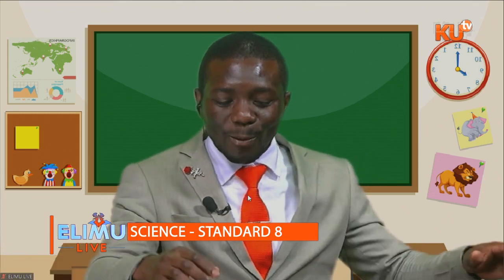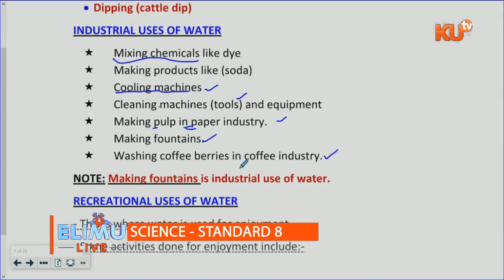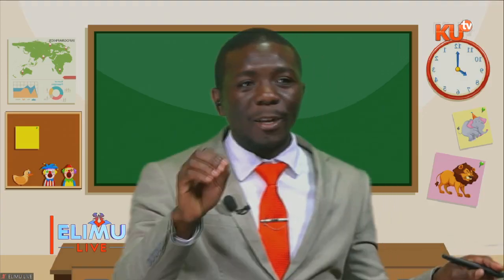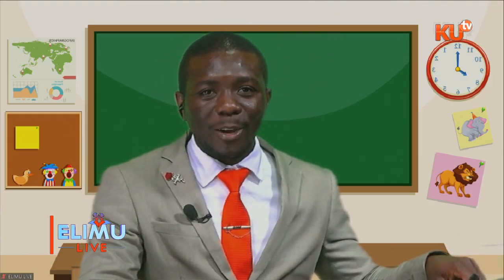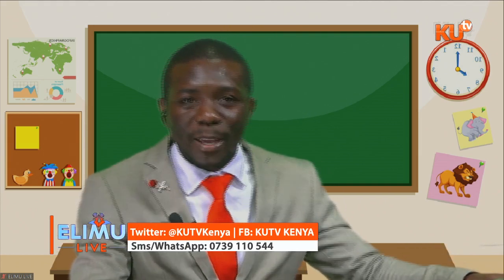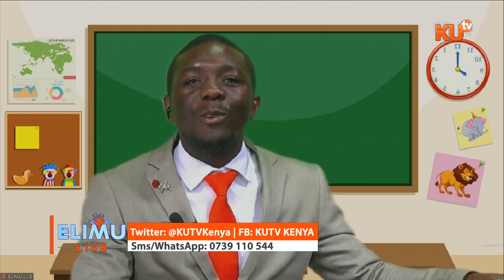So when you find that there are two choices there, they have placed there making fountain, and then they have placed there watching fountain. Then watching fountain, we can categorize it as a recreational use of water. But making fountain remains under industrial use of water. I believe I've elaborated that one. And I repeat, when the examiner tests you and asks you, which one of the following is a recreational use of water?